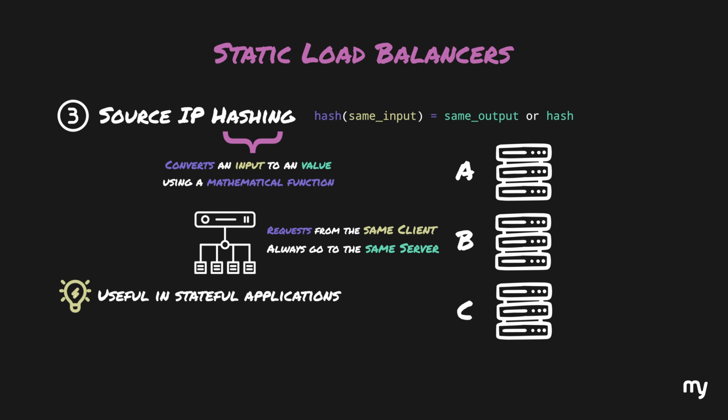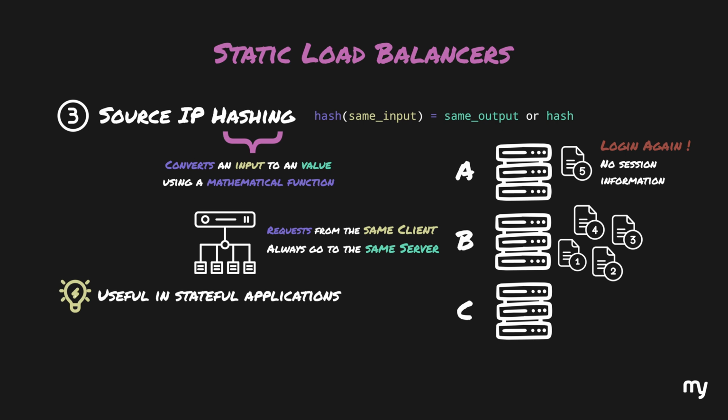For example, if you log in into a stateful application, your login might be handled by server B. With source IP hashing, all the subsequent requests from the same IP will go to server B, which has your session information. If the requests were sent to any other server, you would be asked to log in again, which is not an ideal user experience.